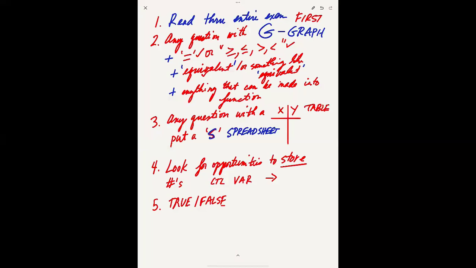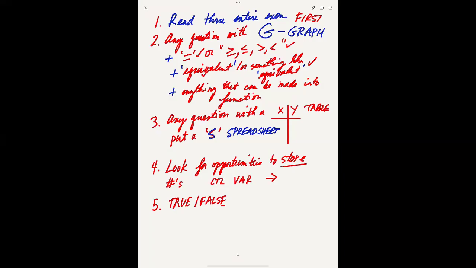It may not have the word equivalent, but if it's something like equivalent, like this polynomial can be factored into, right? Basically they're saying this polynomial can be factored into something that's equivalent, that's also an equivalent problem. Anything that has the words equivalent or can be interpreted as equivalent should also get a G beside it. And then anything that can be made into a function, put a G beside it.